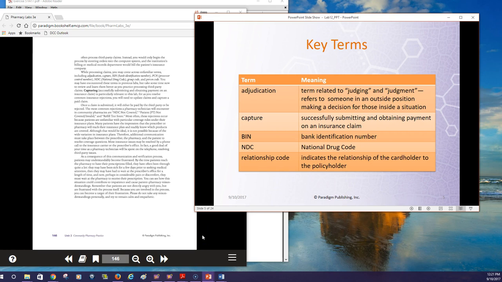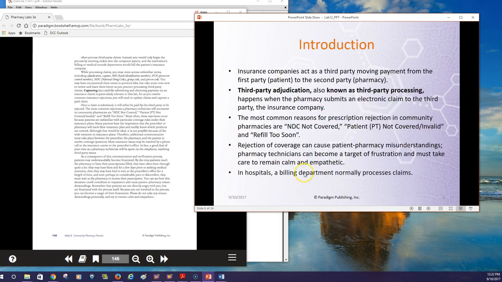And then relationship codes. So when you're talking about policyholders, you're going to have the person who is the main person on the policy, but they may have additional people on the policy like a spouse or a child, and then there's going to be a code that identifies, is it the cardholder or is it a spouse or a child. So insurance companies act as a third party, moving a payment from the first party, the patient, to the second party, the pharmacy. The third party adjudication is also known as third party processing, and it happens when the pharmacy submits an electronic claim to the third party, or basically to the insurance company.